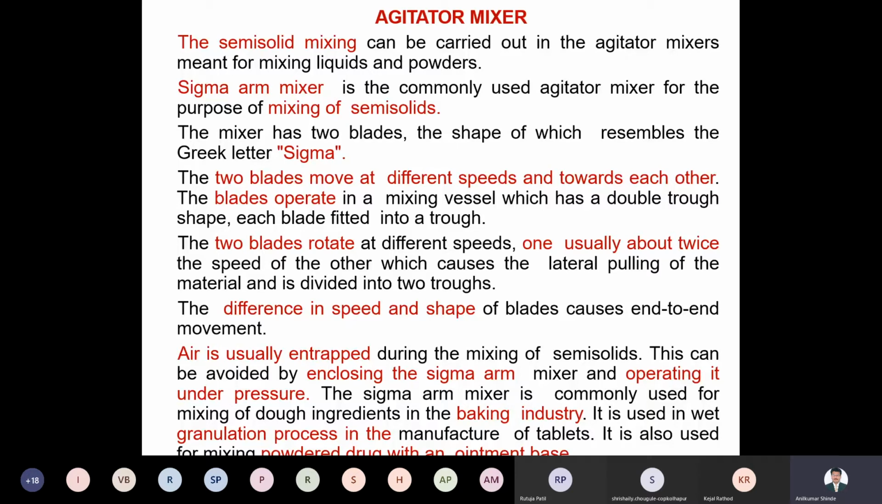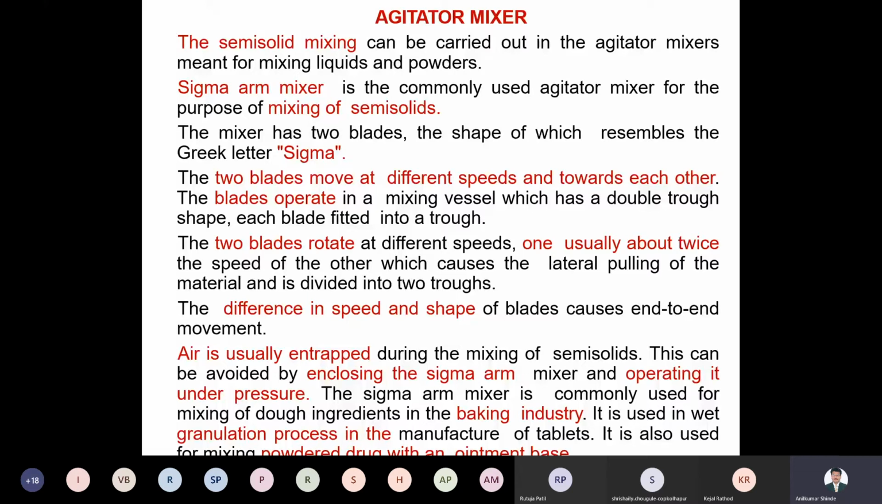That's why the sigma arm or the sigma blade can be used. Sigma arm is commonly used as an agitator mixer for the purpose of mixing semi-solids. This mixer has two blades. The shape of the blade, as we have seen, is like the Greek letter sigma. That's why this name is given, the sigma blade mixer. The two blades move at different speeds. We have seen the first blade has one speed and the second blade has a different speed, right?